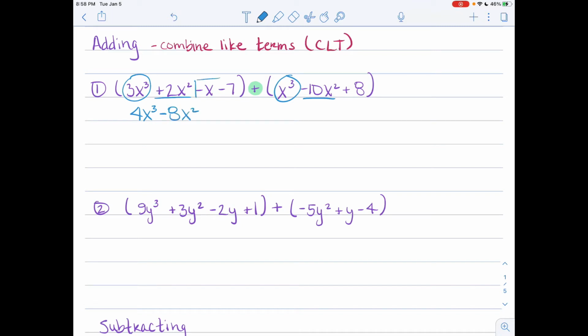Then I have plain x terms, actually just one, so I'll bring that down as negative x. And finally, my constants, negative 7 and a positive 8. And so those will combine to be a positive 1. And so this is our simplified, everything combined polynomial.